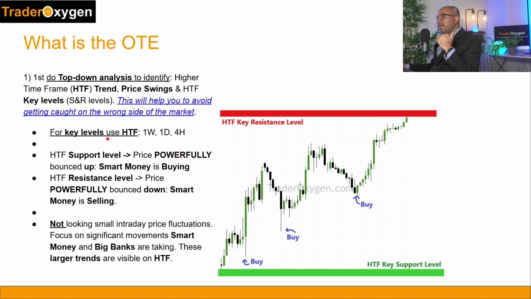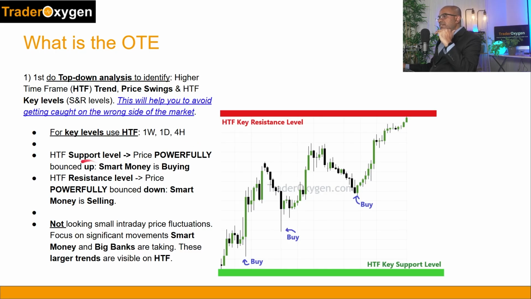So to identify the key levels, the support and resistance levels, use higher time frames such as weekly, daily and 4-hour. Anything below this will not give you powerful key levels, and these higher time frame key levels have a better chance of being respected. Now why is it important to identify the key levels?